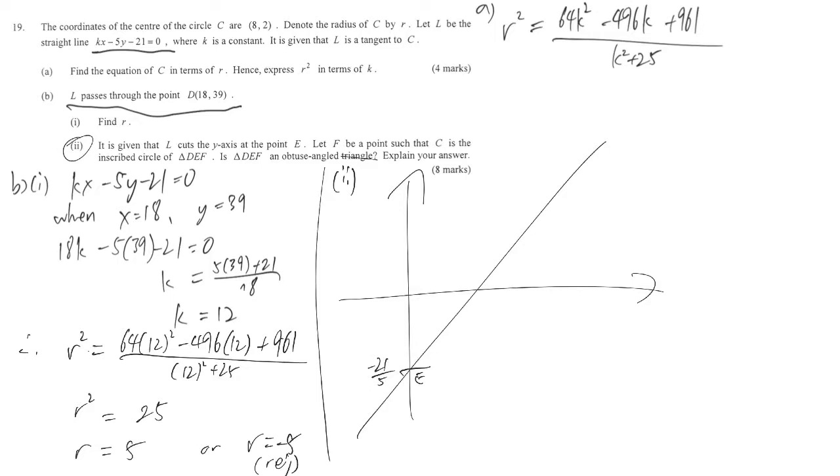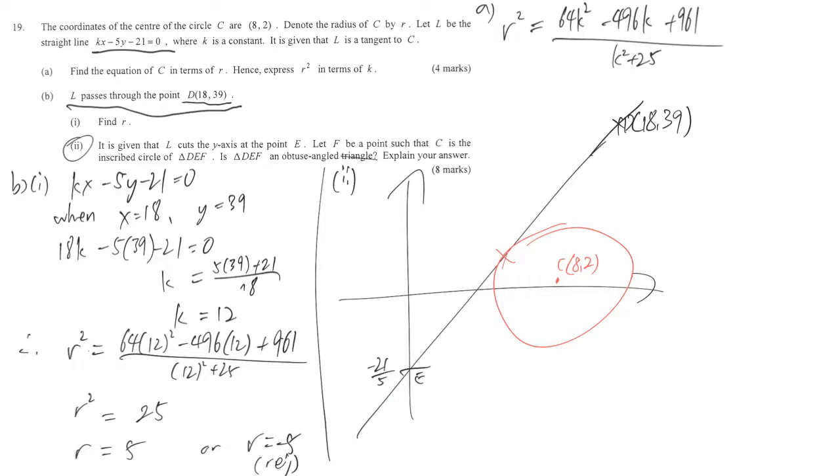What is it asking here? First, you have a circle. This is a tangent, don't forget it. The center is C. That means A is 2. And then there is a point D here, because point D, they say, is (18, 39). So (18, 39) is somewhere here. What is being asked is that C should be an inscribed circle. This is an inscribed circle of a triangle, which means a triangle surrounds it.